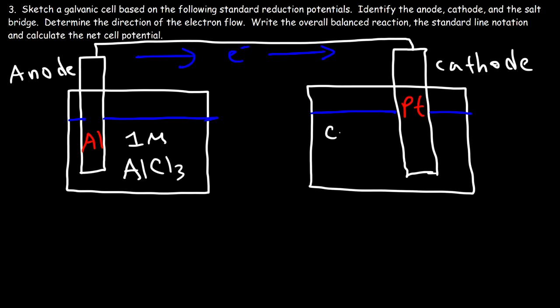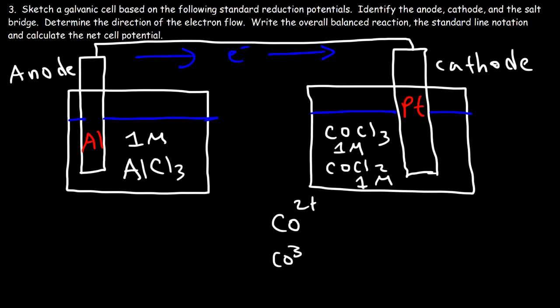And in this one, I need to use cobalt chloride, that's cobalt 3 chloride, which is 1 molar, and also cobalt 2 chloride, which is also going to be 1 molar because I need to have both ions, the cobalt 2 plus ion and the cobalt 3 plus ion in that solution with the same standard concentration.